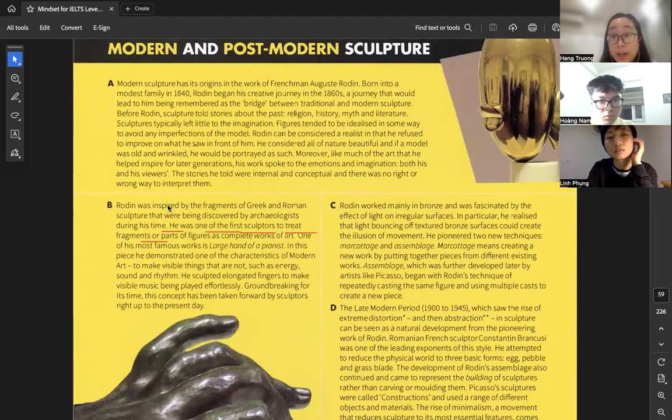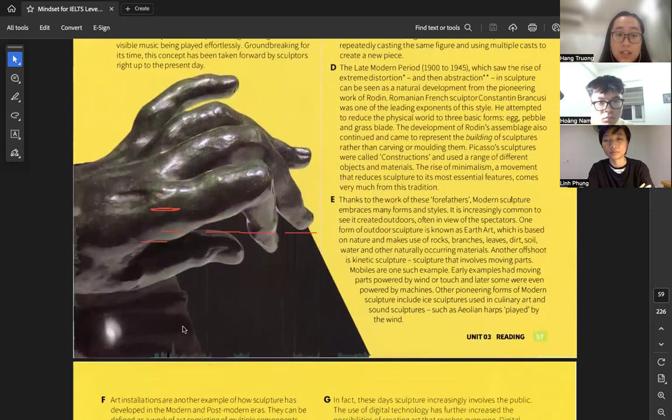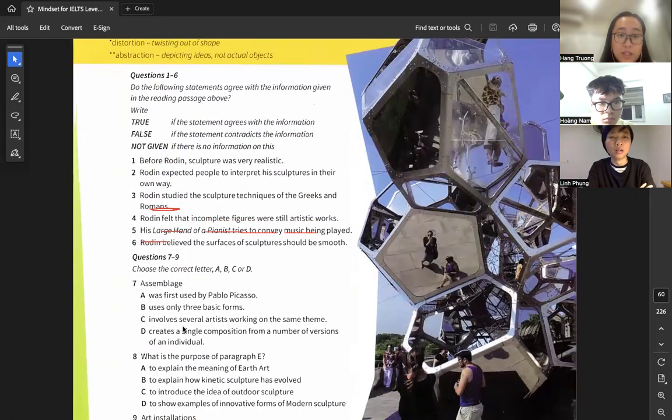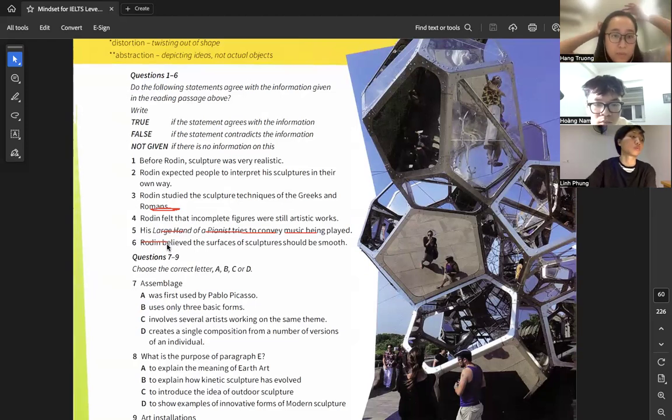Okay, Rodin was inspired by the fragments of Greek and Roman sculpture. Inspired means that he knew about these fragments, right? And he took inspiration from that in order to create his own work. However, exactly, it doesn't say anything about whether or not he actually went there to study. So we don't know, right? So we cannot say that it is false because there's no information to prove that it is opposite to the statement. So it's not false, it's just not given. Okay, very good. Now for number 4 till 6, can you give me your answers in the chat box?